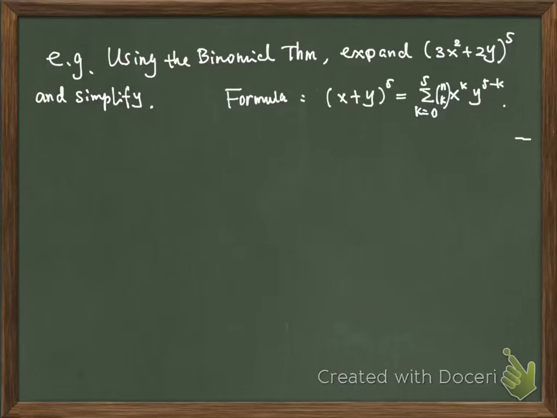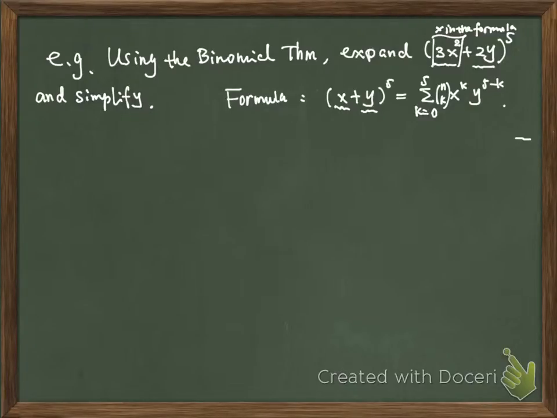Okay, so this would be what we know. But please note that here for x and y, they do not have to be exactly x and y. Instead, we're going to treat 3x squared here as a quantity. That is going to be our first factor, like x in the formula, and the 2y will be our y in the formula.